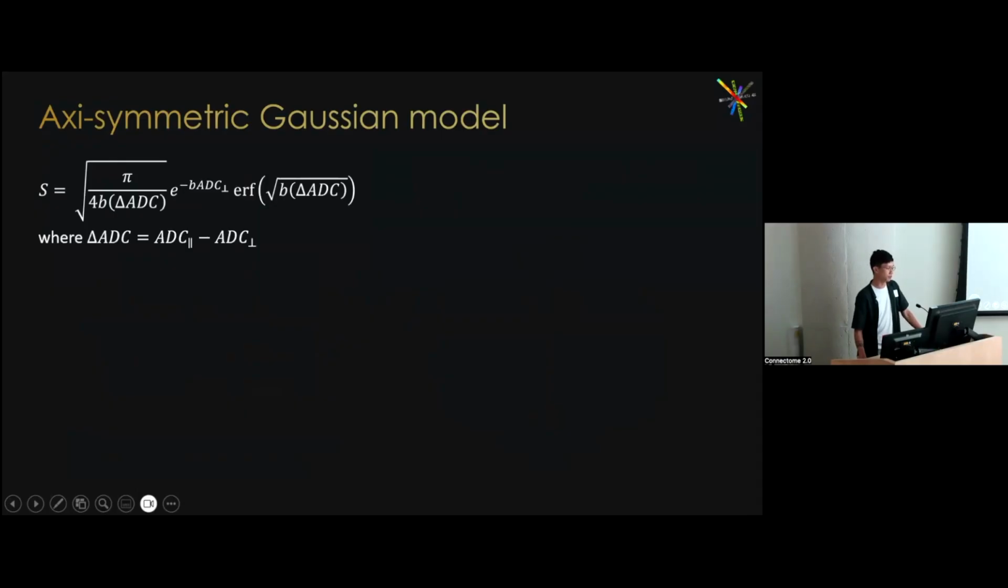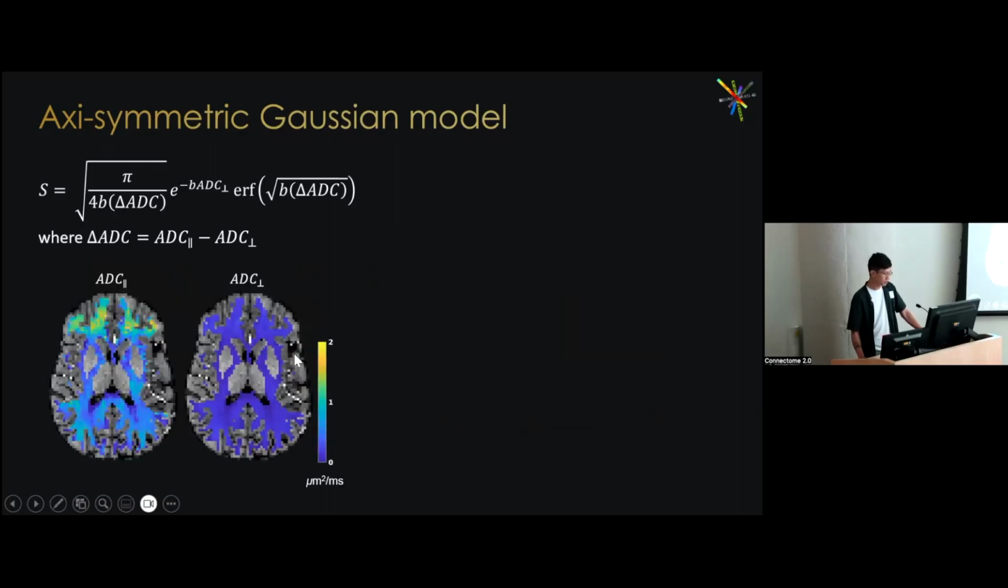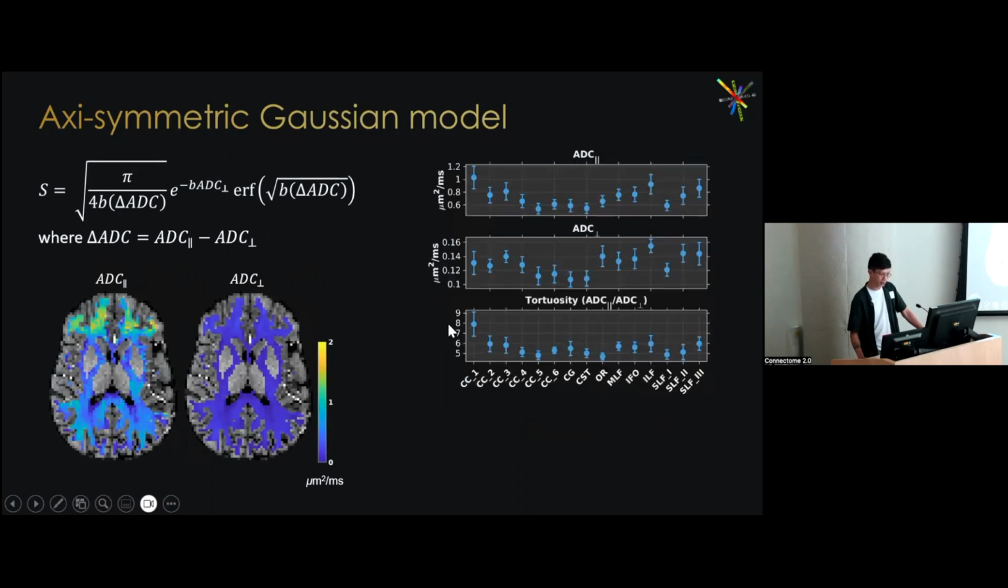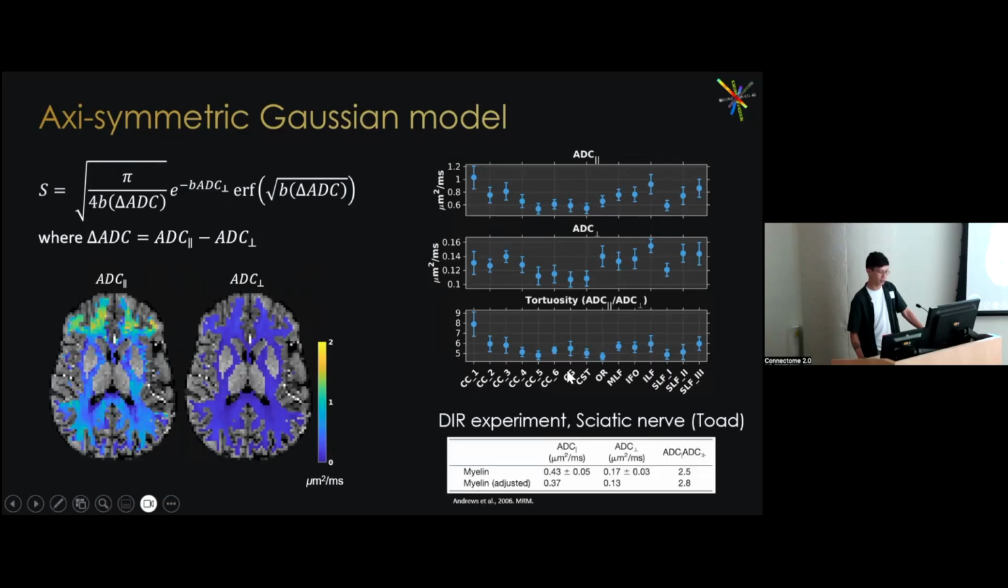We also tried to estimate some apparent diffusivity coefficient parameters using our axisymmetric Gaussian model, so that we can focus on the longitudinal and the transverse apparent diffusivity. What is shown is that the longitudinal apparent diffusivity is much higher than the transverse one. Here we show further bundle-wise analysis.